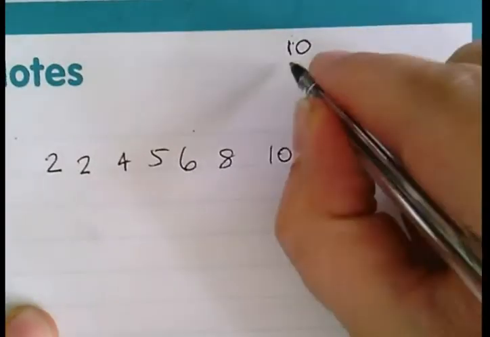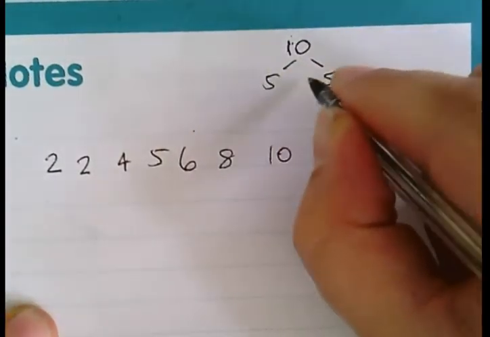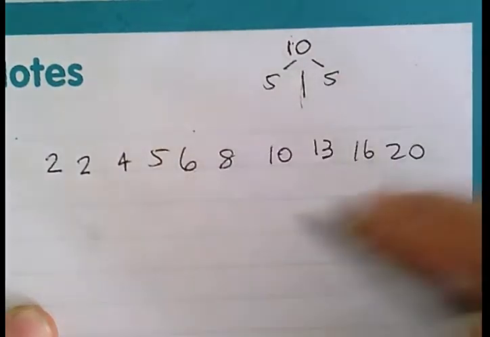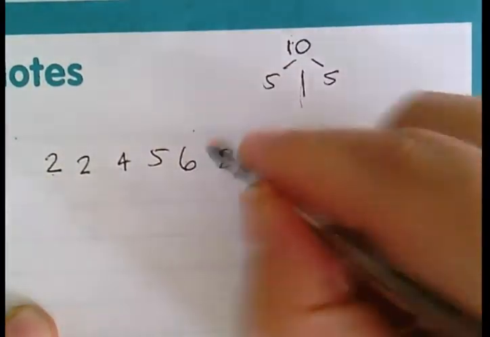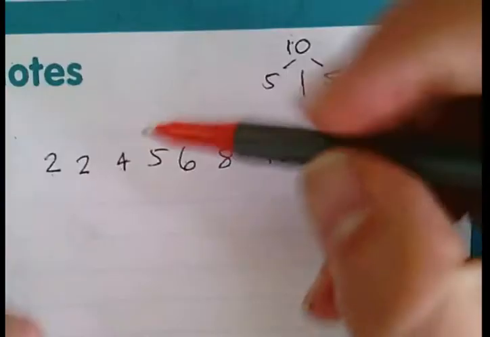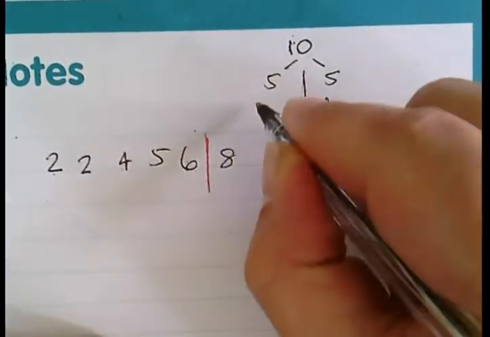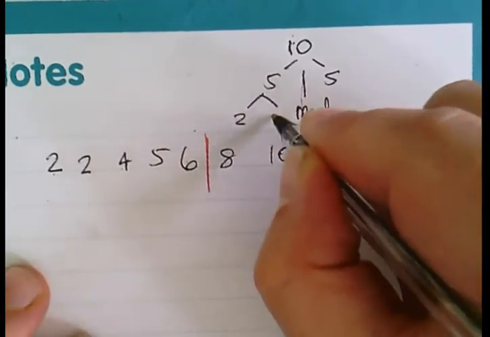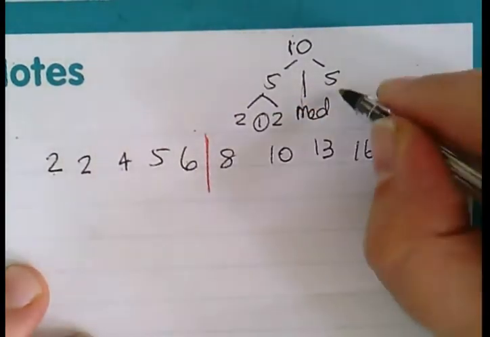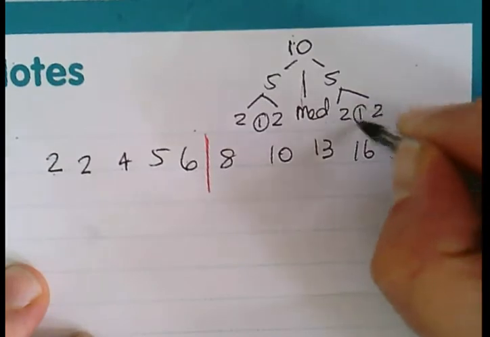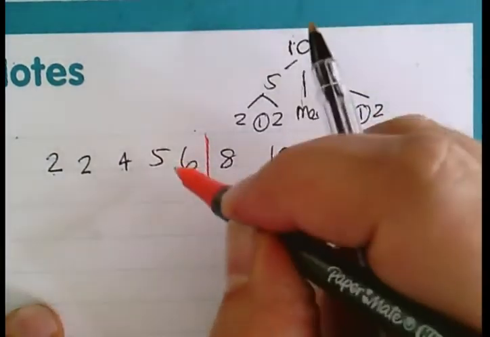I'm going to break it up into two groups, 5 on the left, 5 on the right. In between that is my median. So 1, 2, 3, 4, 5, that's my median. So now I've got 5 numbers in my lower group. I'm going to go 2 on the left, 2 on the right, 1 in the middle. And in the upper group, 5 numbers, 2 on the left, 2 on the right, 1 in the middle.